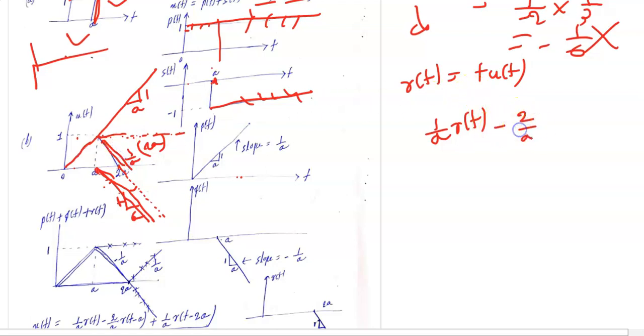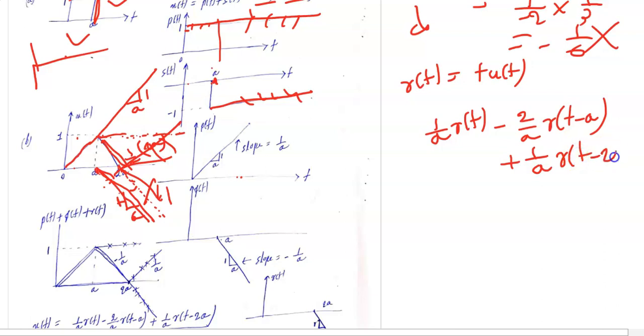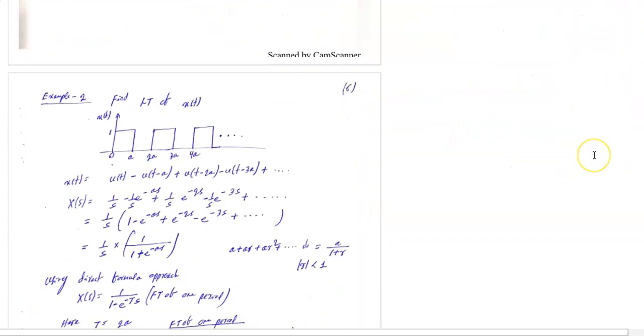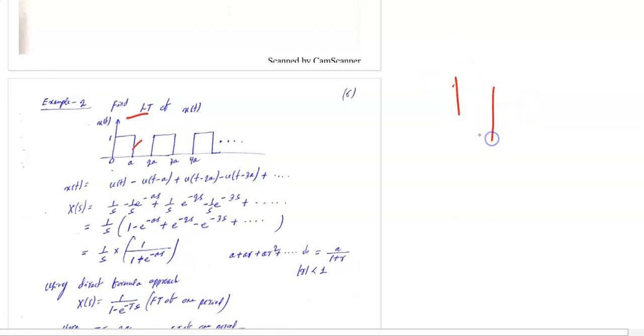minus twice of 1 upon a r(t minus a). Then I have to make it 0. So I will have a positive slope of 1 upon a in this direction, so that this and this get cancelled: r(t minus 2a). Very simple. So this is the triangular pulse.